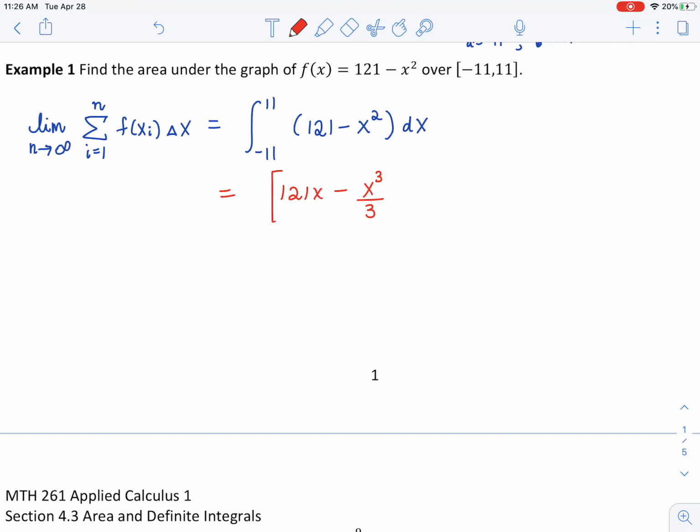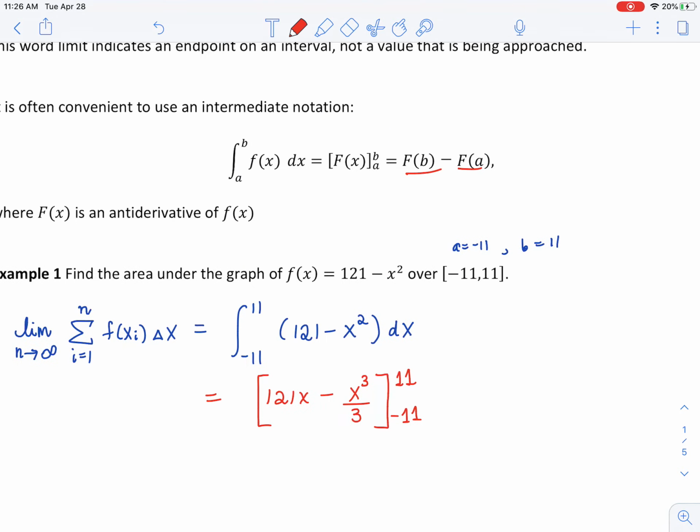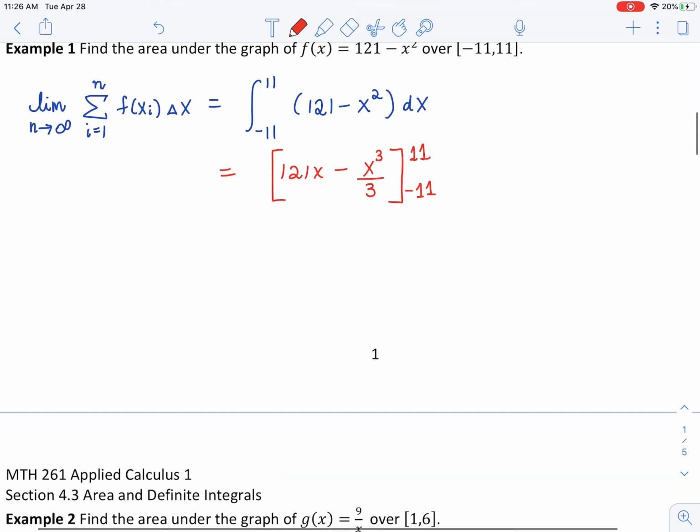Now this is where I'm about to use that intermediate notation. Put that antiderivative in a bracket, and then put 11 on top and negative 11 on the bottom. This is that intermediate step. What this is saying is I'm about to do the substitution and subtraction. So first, plug in what number? Put 11 into your x. Everywhere you see x, you're going to plug in 11.